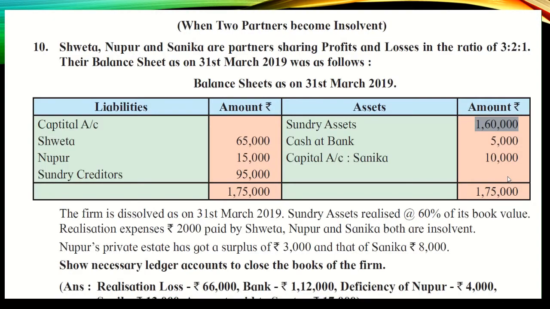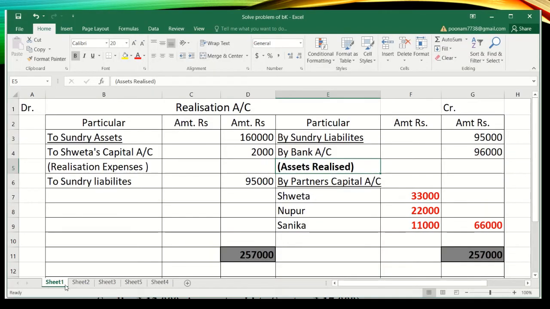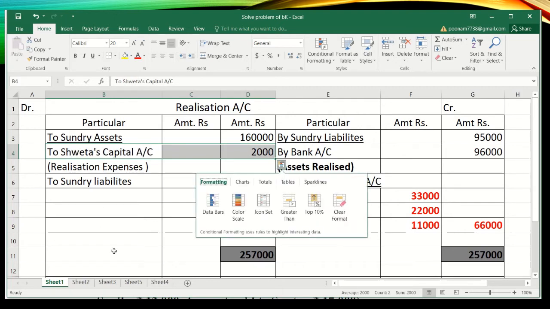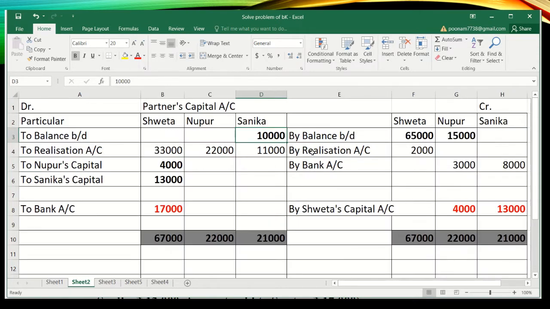After that you can see what is given: realization expenses of rupees 2,000 paid by Shweta. So Shweta is paying the realization expenses. What will be the entry then? Realization account debit. So let's go to the realization account debit, and then we will write to Shweta's capital account. She has paid the 2,000, so I have written the 2,000 here. And on Shweta's capital account credit side by realization, in Shweta's column I will write 2,000.